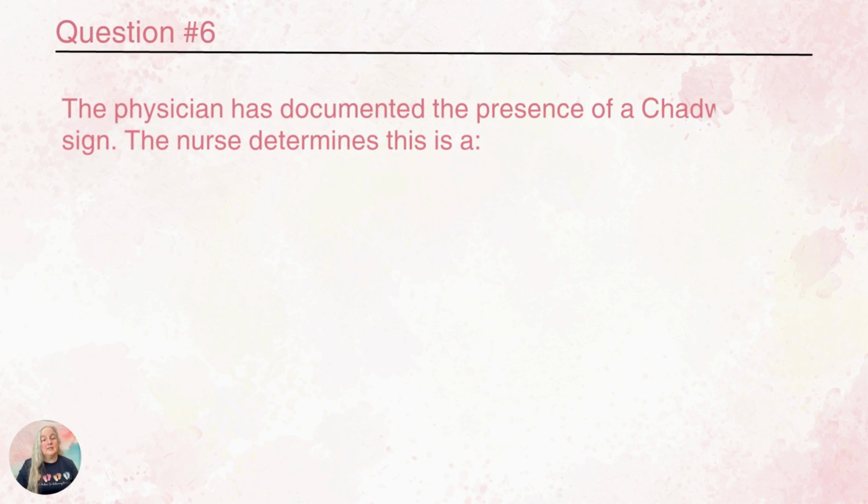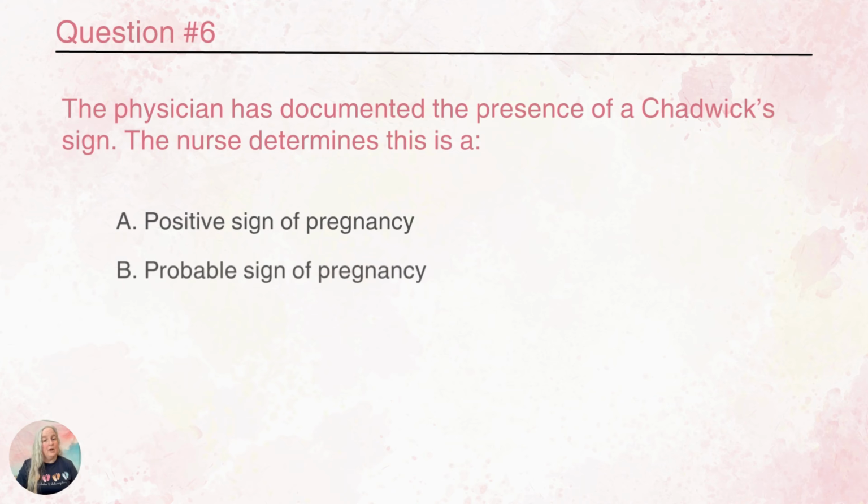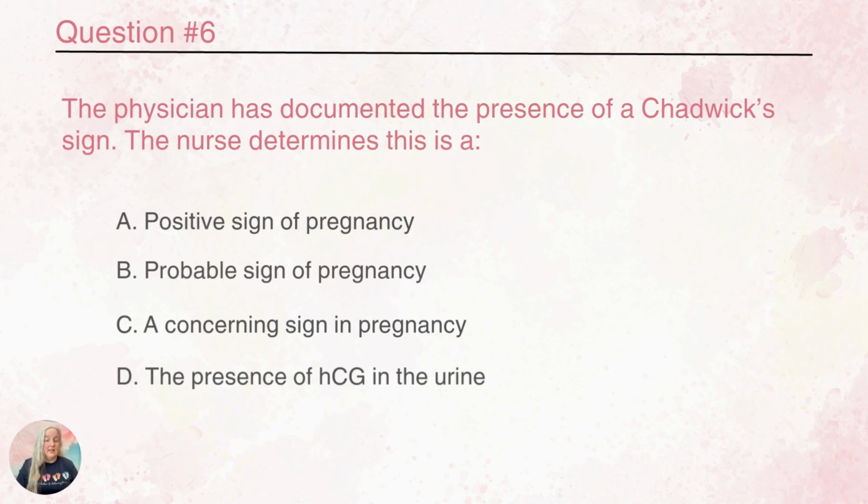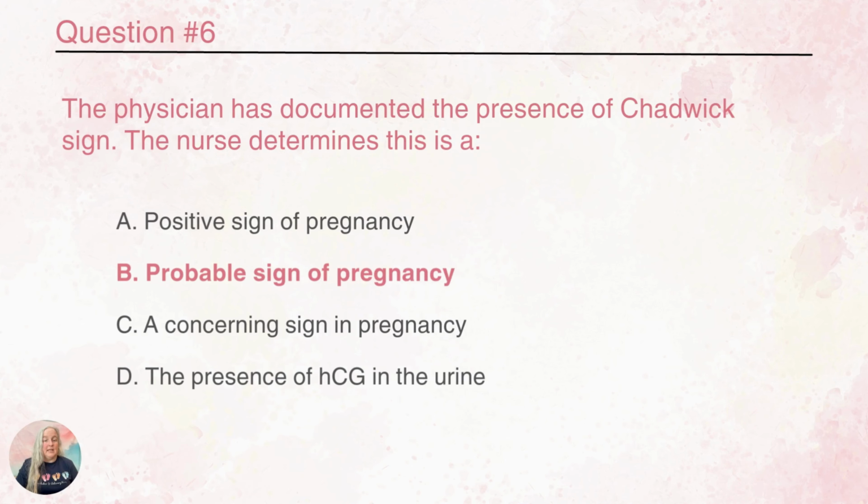Question number 6. The physician has documented the presence of a Chadwick sign. The nurse determines this is A, a positive sign of pregnancy, B, a probable sign of pregnancy, C, a concerning sign of pregnancy, or D, the presence of HCG in the urine. The best answer for this question is B.